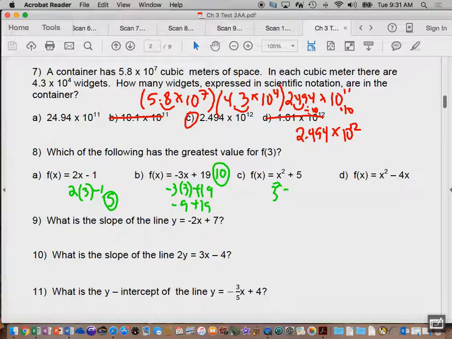Negative 9 plus 19, that's 10. 3 squared plus 5, what's 3 squared? 9 plus 5? 14, good. And then this one would be 9, because we just did 3 squared was 9, minus 4 times 3 is 9 minus 12, that's negative 3. So the one with the biggest value is C.